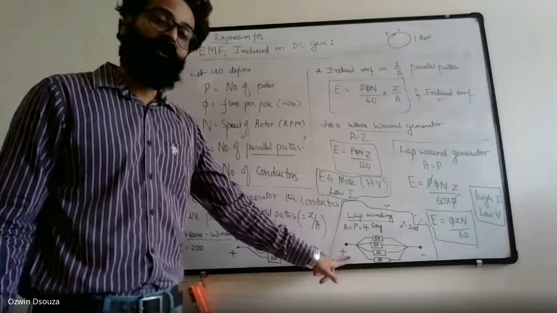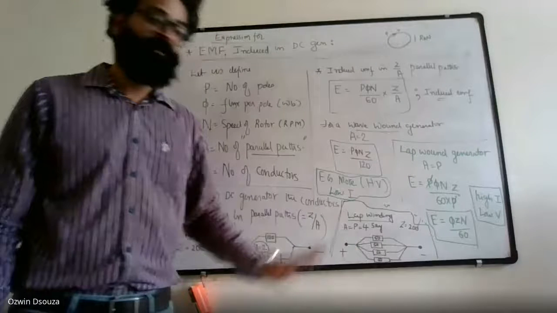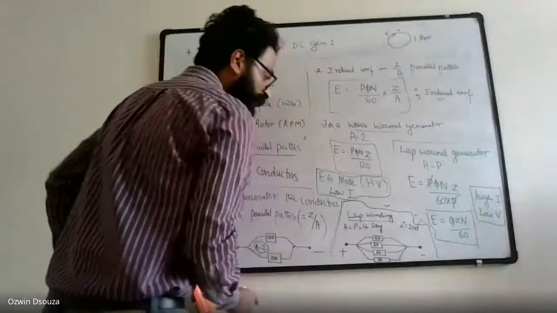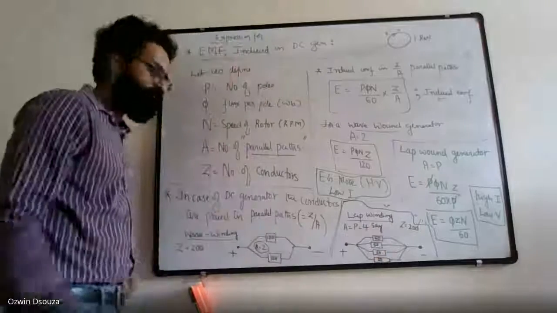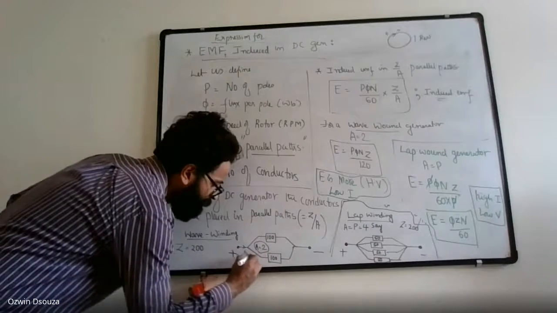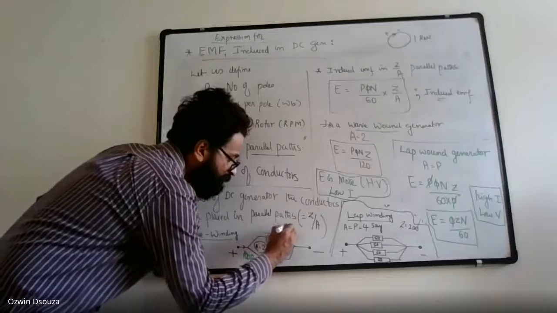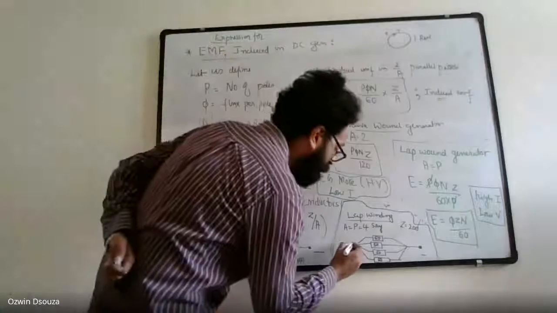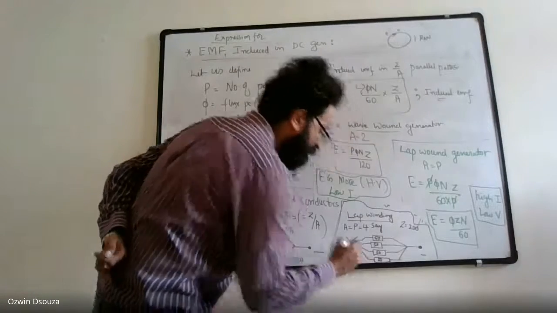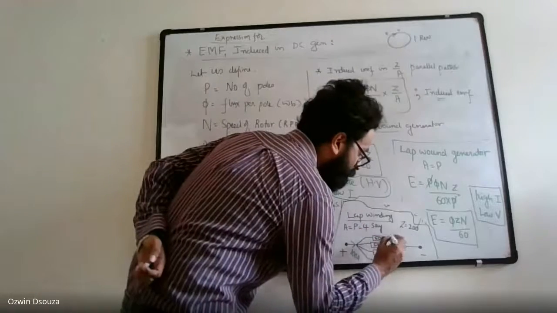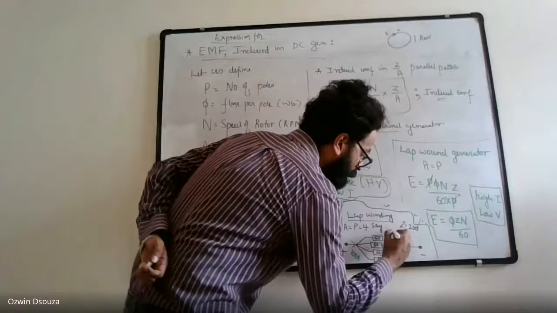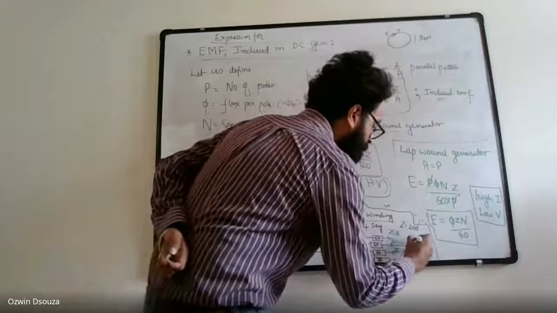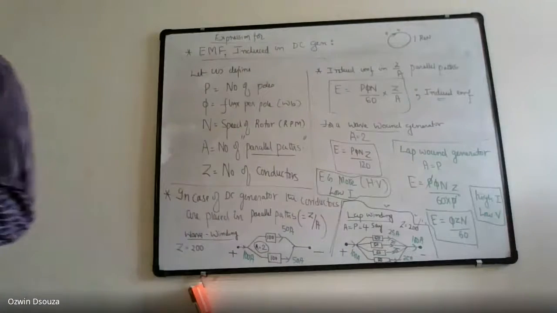this 100 amperes can now be safely distributed into four parts. Each part becomes 25 amperes, so each parallel path is receiving about 25 amperes of current. Okay, let me write here. If I have 100 amperes of incoming current in a wave wound machine, the upper half takes 50 amperes and the lower half takes 50 amperes. On the other hand, in a lap wound machine, if I say 100 amperes of incoming current, then each parallel path would be receiving 25 amperes of current.